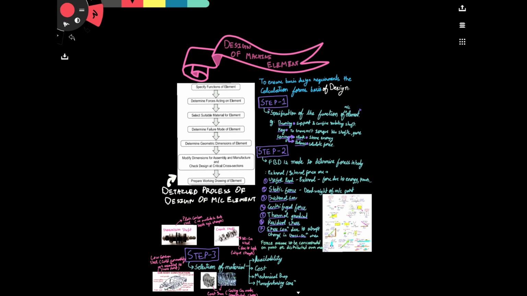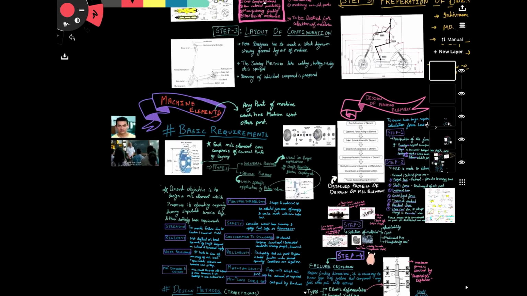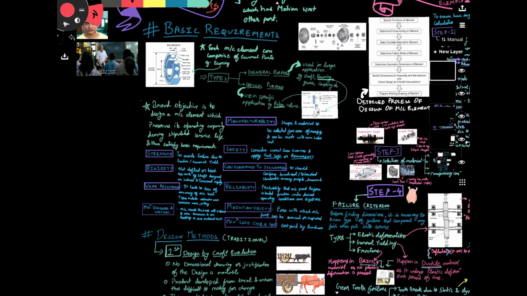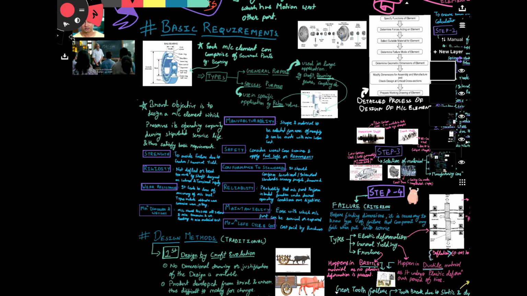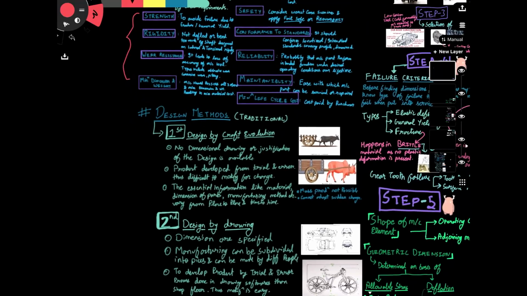So, in the last lecture, we discussed the basic requirements of machine elements, right? We discussed the general purpose and the special purpose types of machine elements. We also discussed the objectives of machine elements, the strength, rigidity, and all those things which a machine element should possess. And at last we discussed the design methodology.